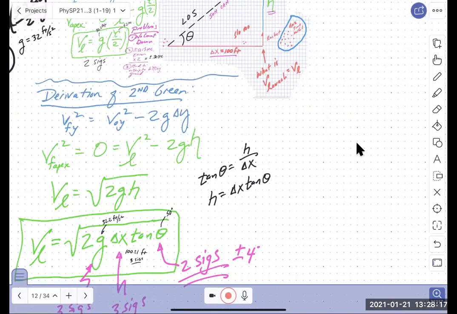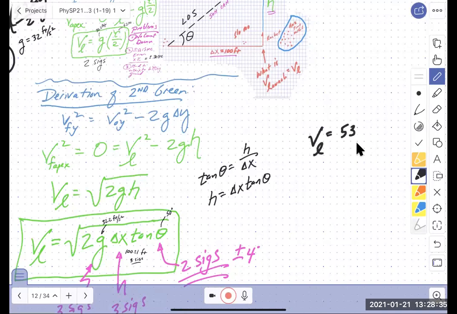Okay, so we're back now. What do you guys get for your V launch with the half tau method? I got 53.3. You got about 53. Okay, so V launch is 53 to two sig figs, right? Is that feet per second? Yeah, feet per second. We converted it to miles per hour. So I want it in miles per hour.